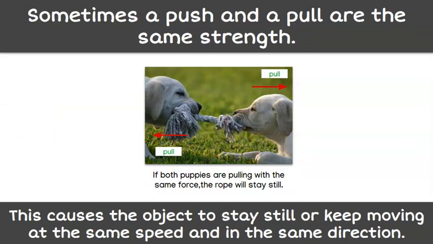Sometimes a push and a pull are the same strength. This causes the object to stay still or keep moving at the same speed and in the same direction. So in this example, we've got these two puppies who are pulling on the rope with the same force. When they're doing that, the rope's going to stay still.